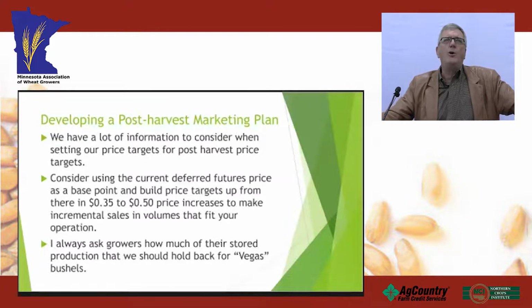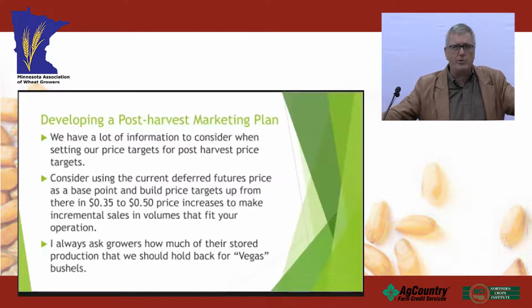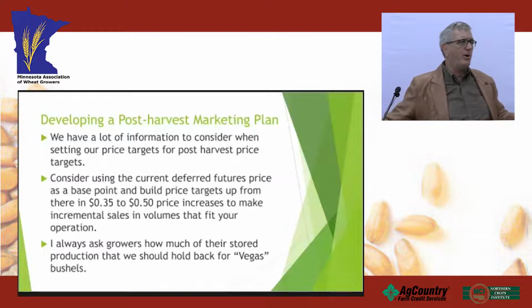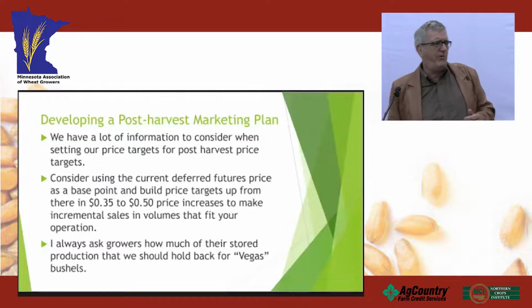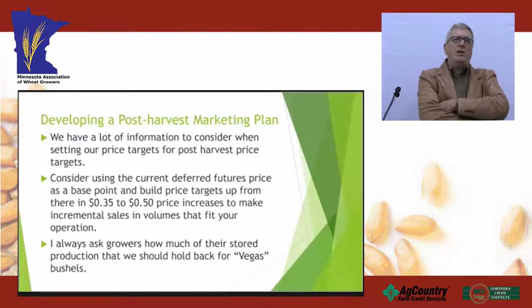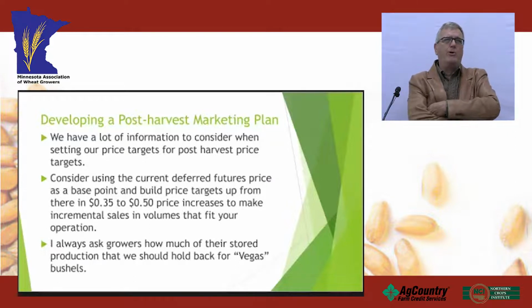Now, one of the things I always ask growers when I am helping them develop an old crop plan, and I don't care if it's wheat, if it's corn, if it's soybeans, or if it's pickles, how much production do you want to put into the Vegas bushel category? What does that mean? That means I'm going to wait to see if I can get the big jackpot, what, $18 soybeans, $8 corn, $14, $15, $16 wheat, and if I don't get it by a certain date, we will sell it at that price, whatever it is, and never speak of it again.